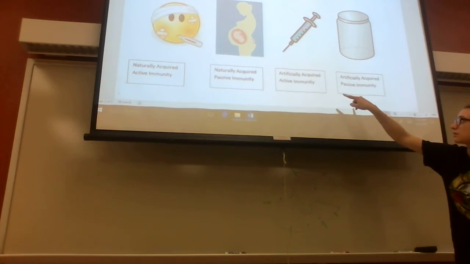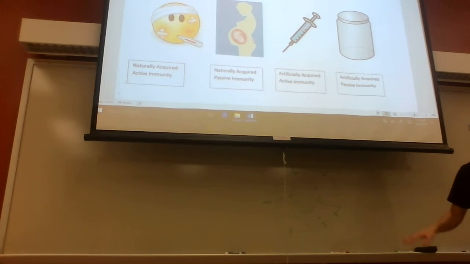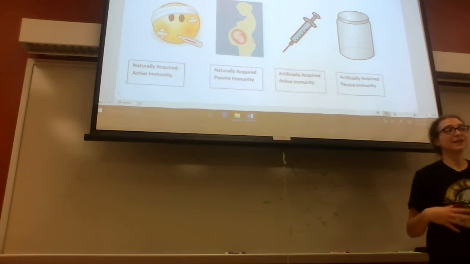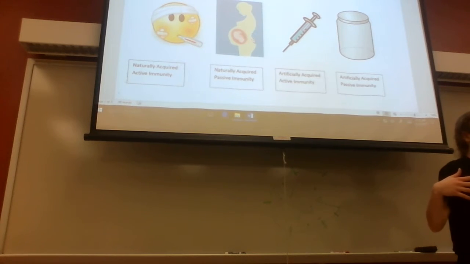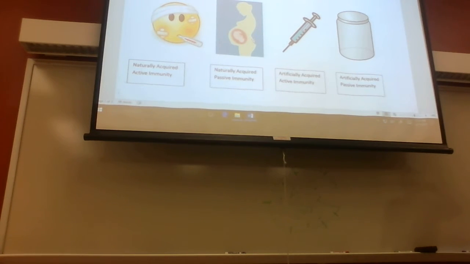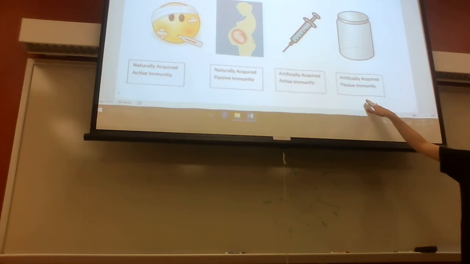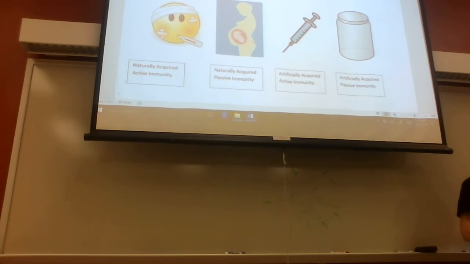Artificially, these happen in the hospital. Artificially acquired active immunity, this is when you get a vaccine. The vaccine then evokes an immune response. It causes your immune response to flare up, and your immune reaction activates. Artificially acquired passive immunity happens when you just get the injection with antibodies. You don't get the virus, you don't get anything, you just get the immune antibodies, and that just gives you protection.